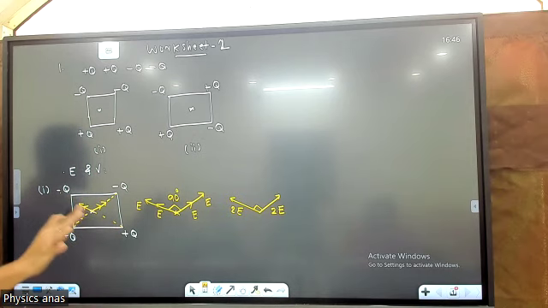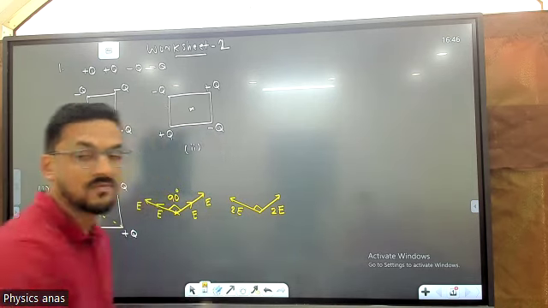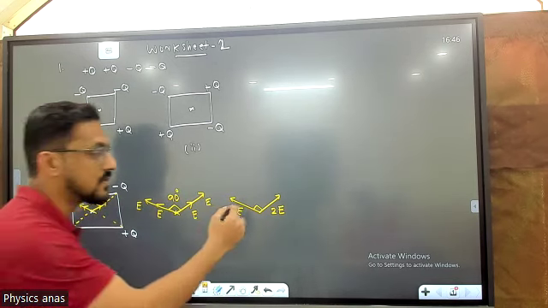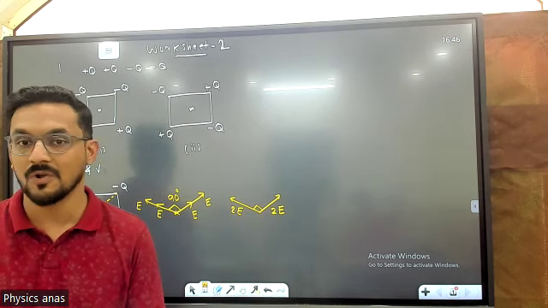Now you can find the total electric field. How can you find the total electric field, the resultant? What will be the resultant of that? They are two sides of a parallelogram. You can use the parallelogram law of vector addition.